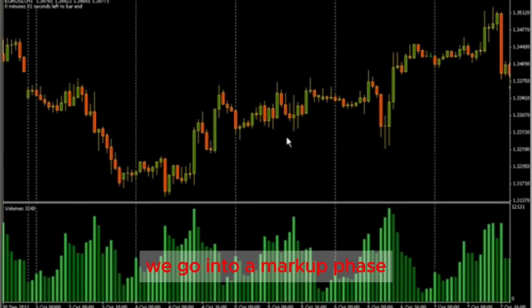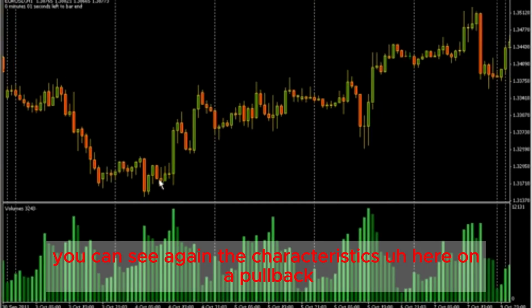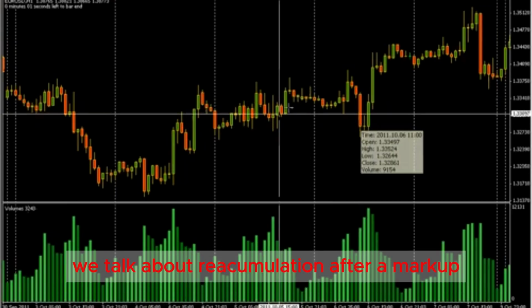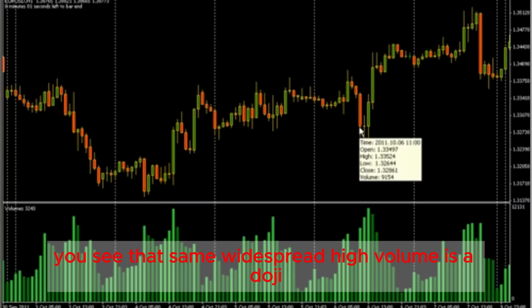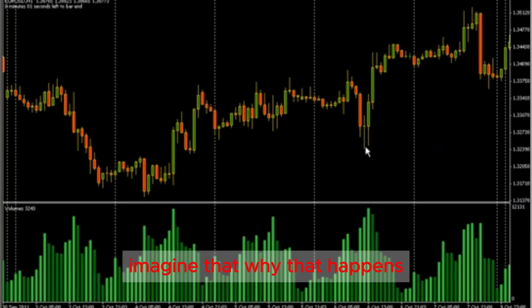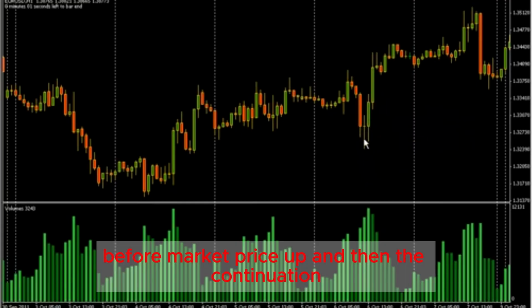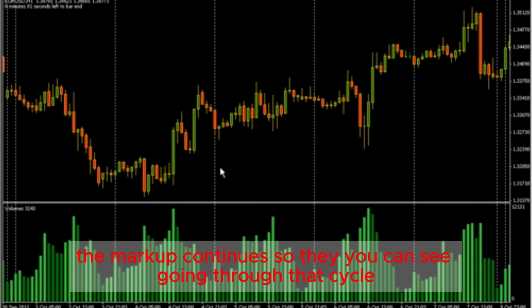We go into a markup phase, and you can see again the characteristics here on a pullback. We're talking about reaccumulation after a markup. You see that same widespread high volume. There's a doji, mentioned that. Why that happens: buying into the down moves and matching those sell orders with buy orders before market price goes up, and then the markup continues. So there, you can see it going through that cycle.